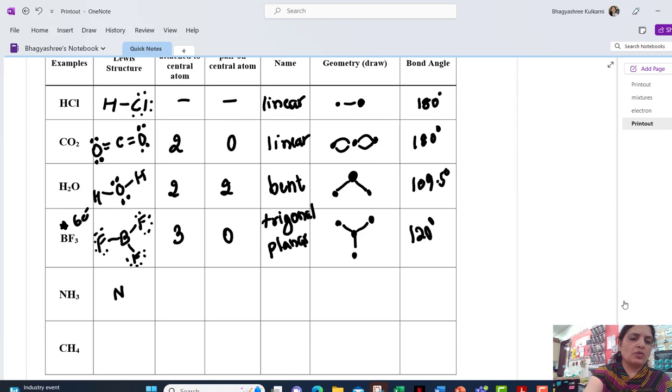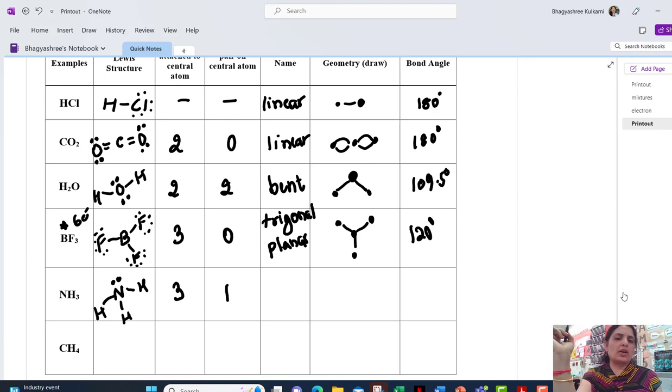And if we do the Lewis dot structure, we'll have nitrogen attached to 3 hydrogens, and then there is 1 lone pair on nitrogen. So nitrogen being a central atom, it is attached to 3 other atoms, and there is a lone pair. There's just 1 lone pair here. So this is trigonal because again there are 3 bonds, but now because of the lone pair, these bonds will not be in the same plane, so it's called trigonal pyramidal. It will form like a pyramid.